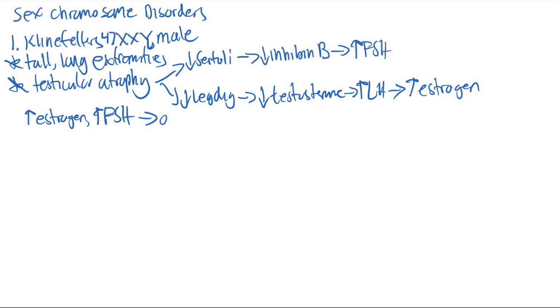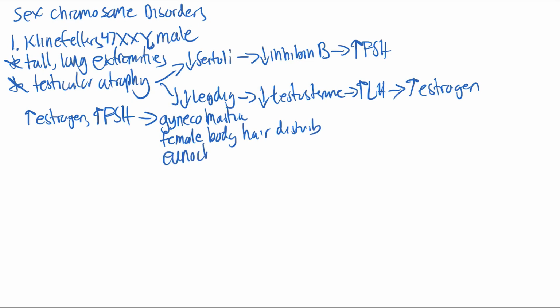So you're going to get gynecomastia, which is breast development. You're going to get female body hair distribution. You're going to get female body shape. It's called a eunuchoid appearance, so widened hips. You can look up a picture of this.